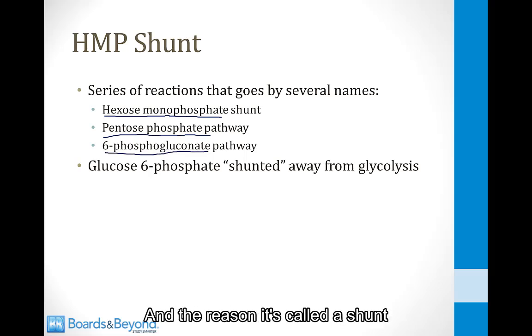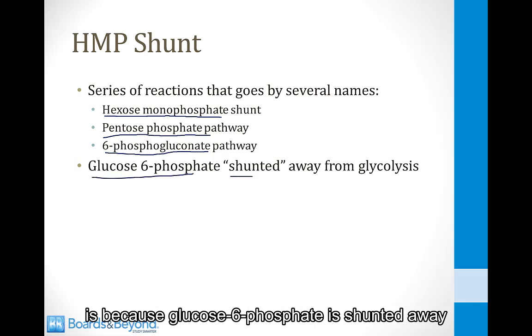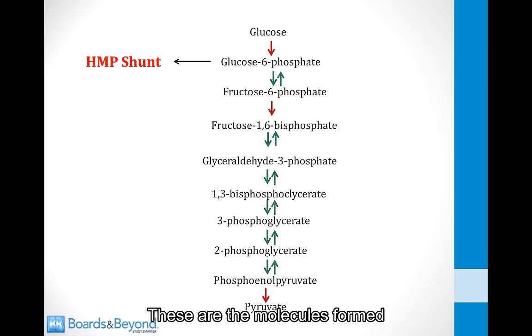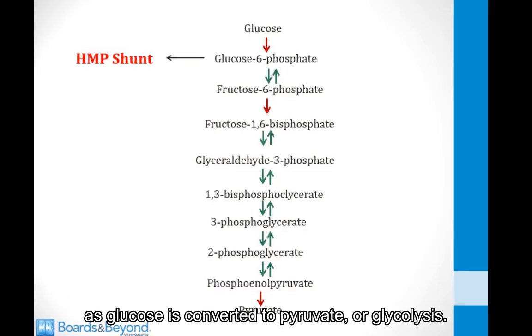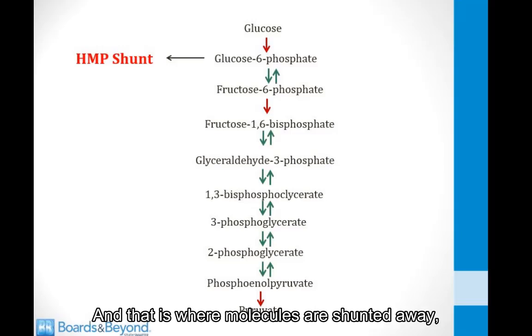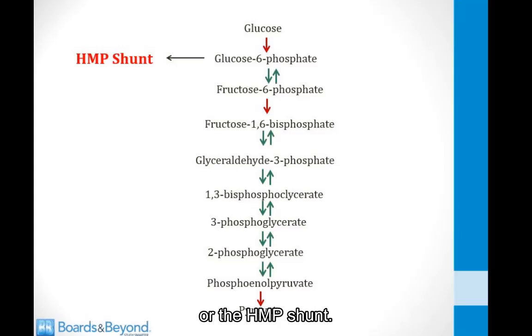And the reason it's called a shunt is because glucose 6-phosphate is shunted away from glycolysis for this series of reactions. These are the molecules formed as glucose is converted to pyruvate for glycolysis, and the second intermediate is glucose 6-phosphate, and that is where molecules are shunted away for the HMP shunt.